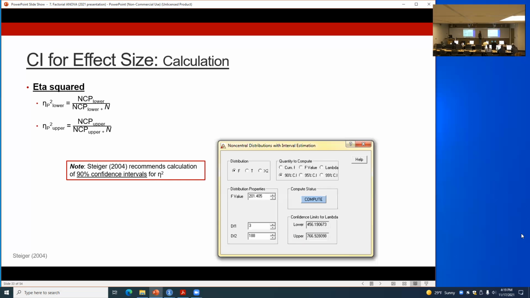Effect size, again, pretty easy, straightforward. We go through, get upper and lower non-centrality parameters using our online calculator, and drop in our F value. For eta squared and partial eta squared, the statistics that we typically calculate at 90%, because we can't really have a lower bound, because it's not a symmetrical distribution. So we just calculate at 90% and put all that in the one tail there. Again, the formula for that is pretty straightforward.